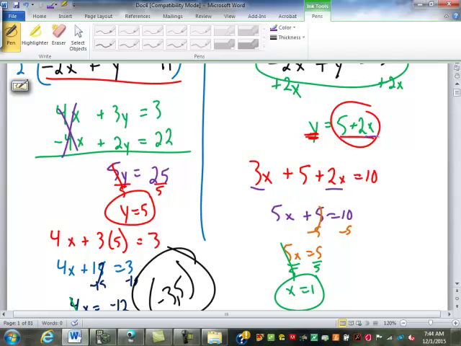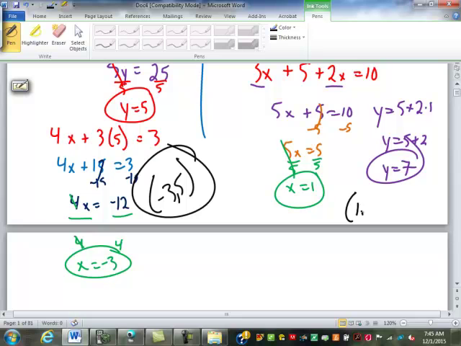I just put that back in here for x. So y equals 5 plus 2 times x, 2 times 1. So y equals 2 times 1 is 2, 5 plus 2. So y equals 7. So we get 1 and 7.